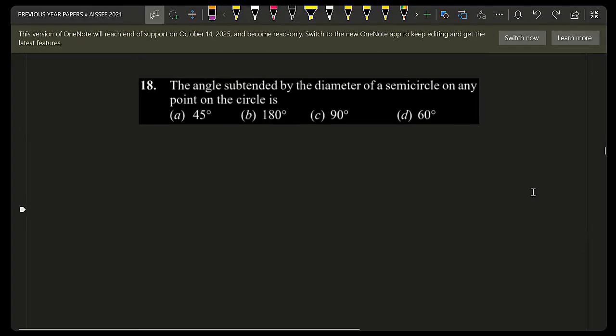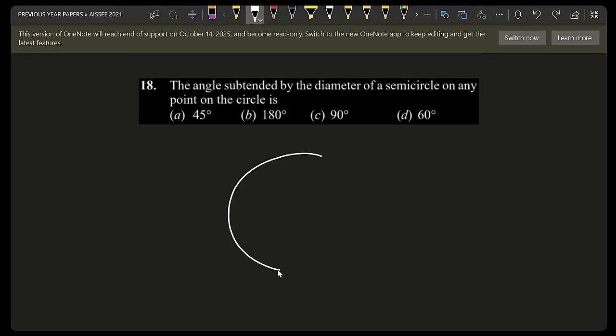18th one. The angle subtended by the diameter of a semicircle on any point on the circle is okay. So let us draw a full circle first. Then we will take a semicircle, that is, a diameter passing through the center. They're asking the angle subtended by the diameter of a circle on any point of the circle. So let's take this semicircle, and this is the diameter of that semicircle. On that circle, we take any point, this point.